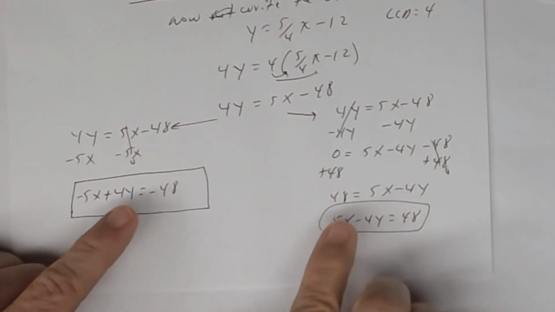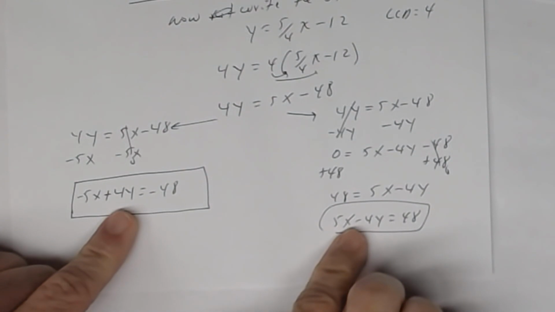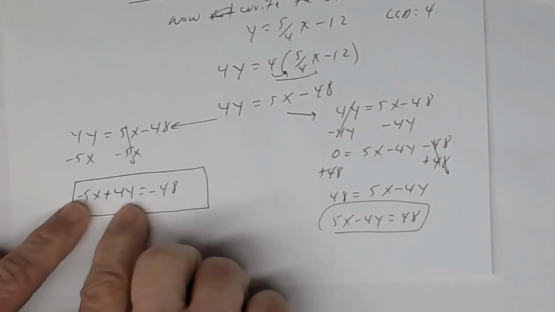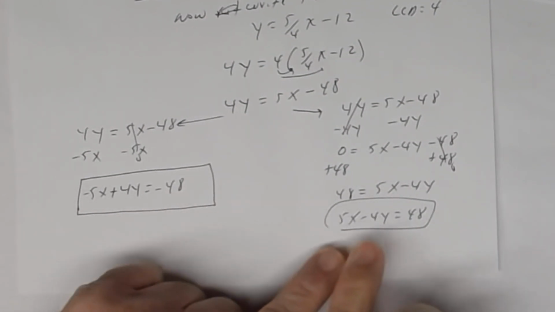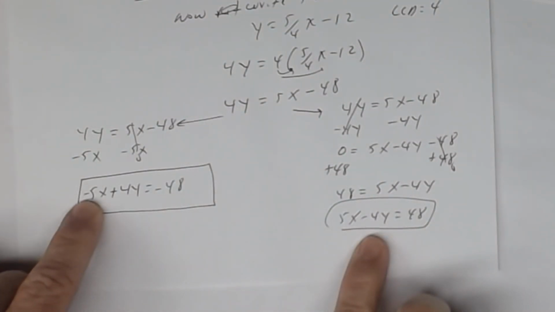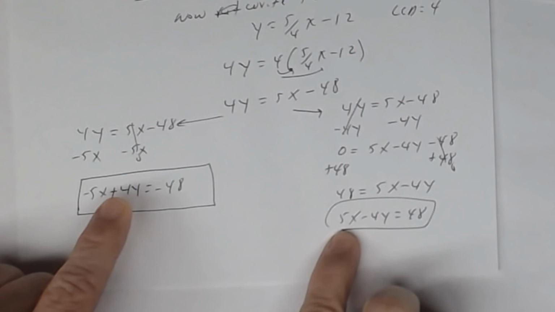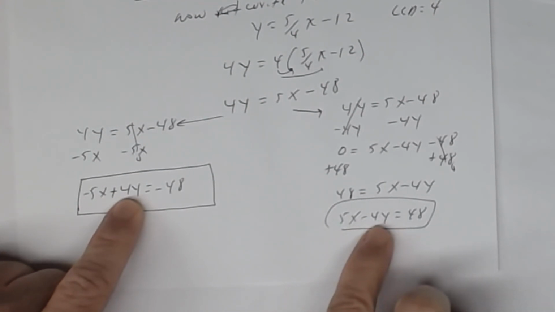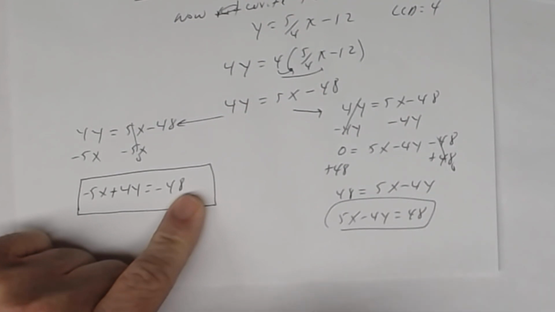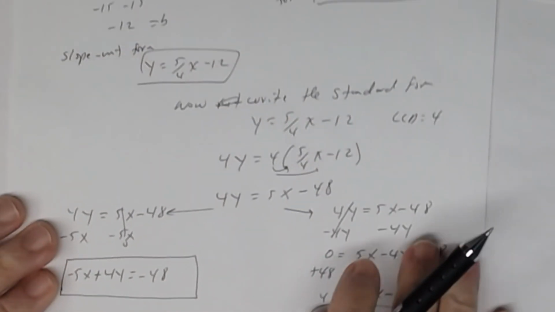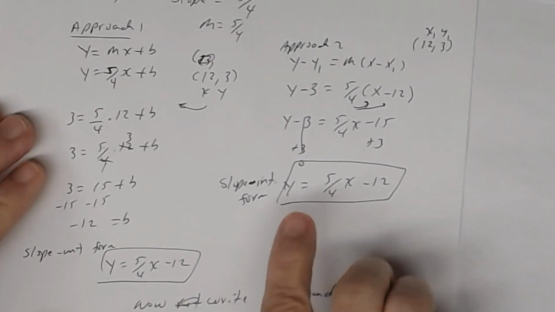Okay? I want you to notice, though, that those equations are equivalent because if you multiply this left side by negative 1 and this left side by negative 1, you get this. Negative 1 times negative 5x is a positive 5x. Negative 1 times 4y is a negative 4y. And a negative 48 times negative 1 is a positive 48. Okay? All right.